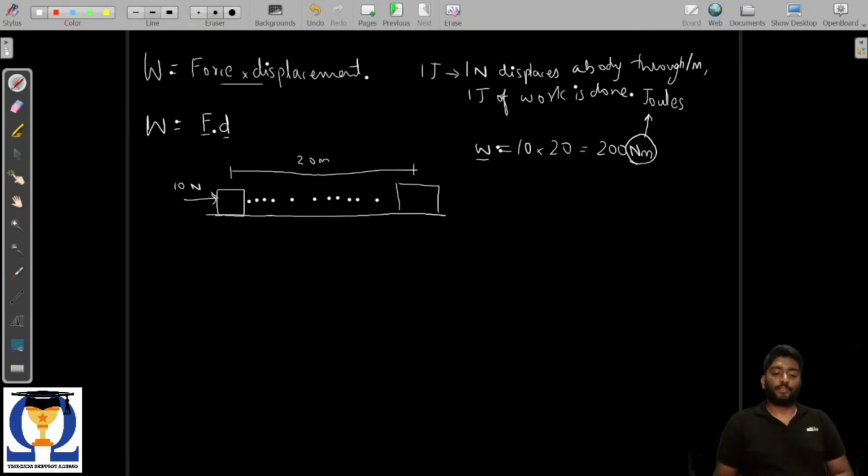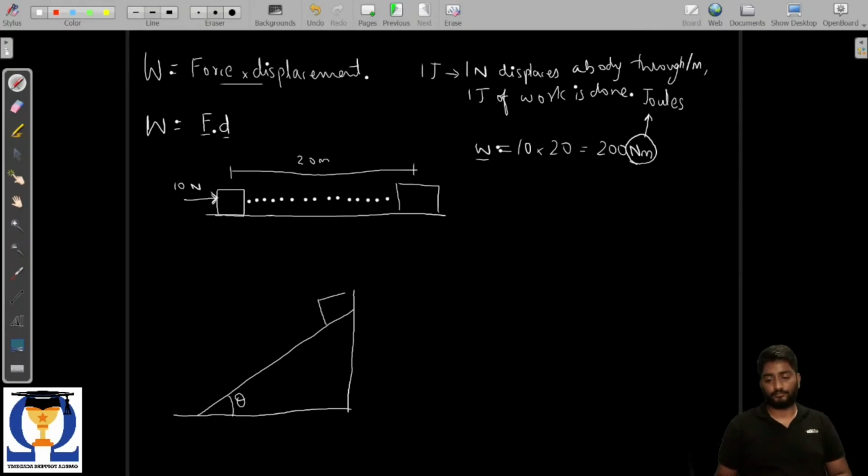But in this case, if I observe, the force was in the horizontal direction and the displacement was also in the horizontal direction. But what if that is not the case? For example, let us say I have an inclined plane, inclined at an angle of theta with respect to the horizontal. I have a block which is placed here. Let us say I'm pushing the block in this direction. This is my force applied. In which direction do we think the block will move? Will the block move horizontally? No. The block will move here in this direction.